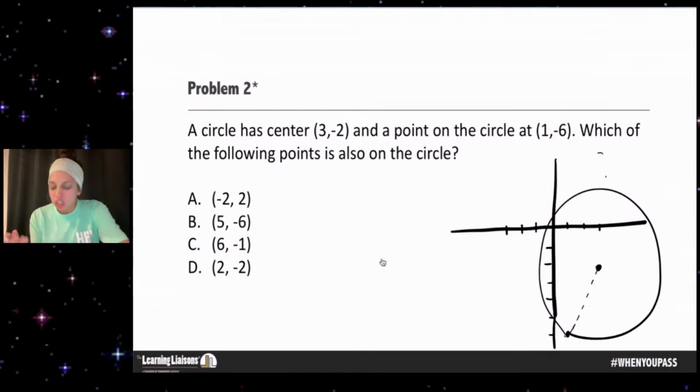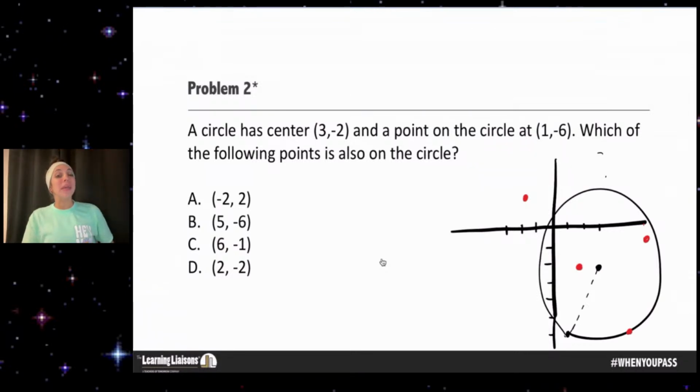of the way. So (-2, 2) is going to be up here somewhere. (5, -6): 1, 2, 3, 4, 5, -6. (6, -1): 1, 2, 3, 4, 5, 6, -1. (2, -2): 1, 2, -2. Okay.